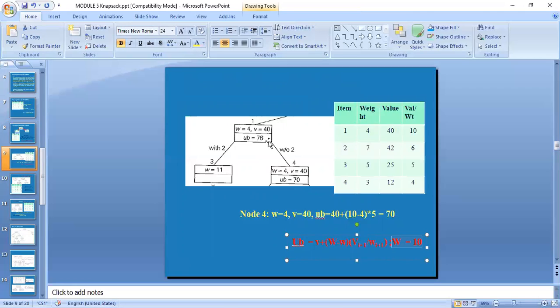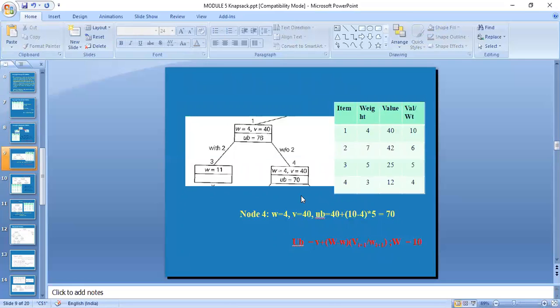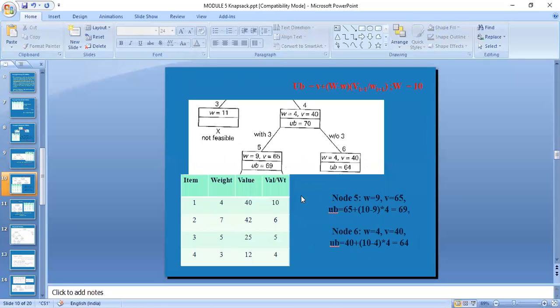Without item 2, whatever is recorded in the parent node for the weight and the value will be the same. Use the formula, calculate the upper bound value. The upper bound value is calculated and you have obtained it as 70. Now, you need to compare 70 with 60, which is maximum, 70 is maximum. So we are again going forward, with item 3, without item 3.